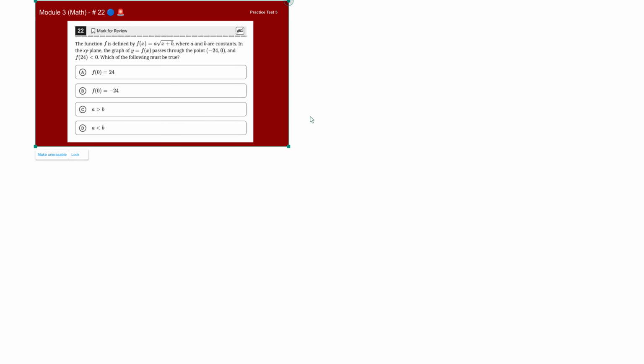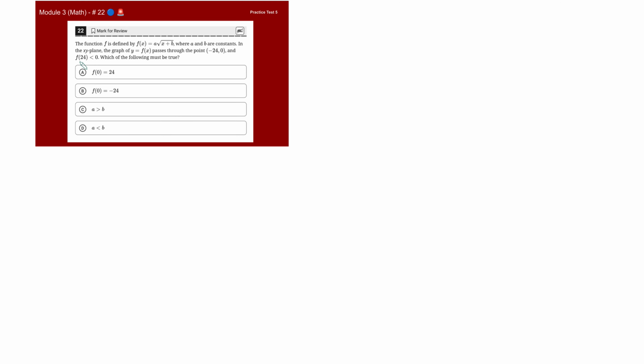It's like a constant problem. It says that the function f is defined by f of x equals a times the square root of x plus b, where a and b are constants. In the xy-plane, the graph of y equals f of x passes through the point negative 24 comma 0, and f of 24 is less than 0.